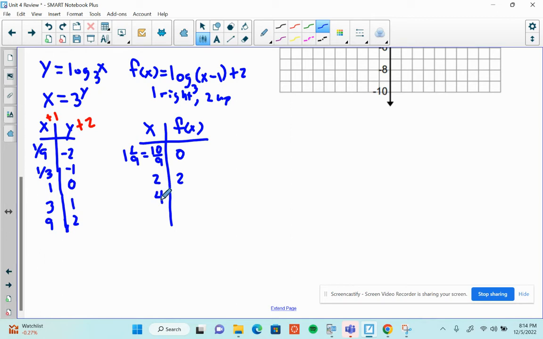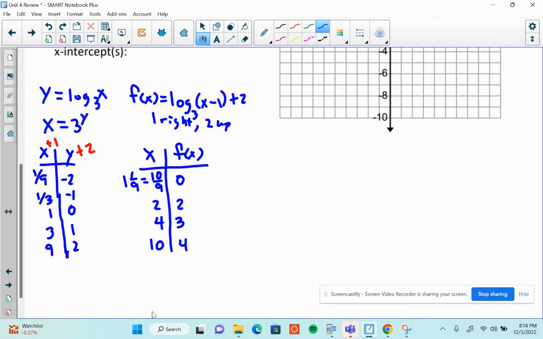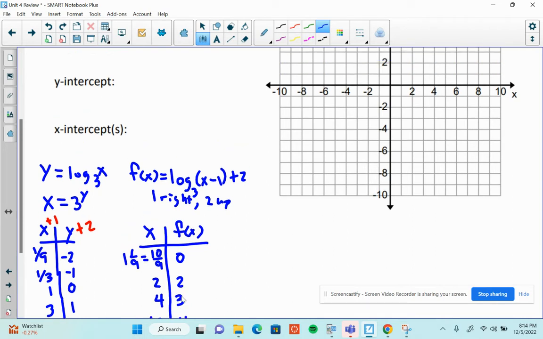3 plus 1 is 4. 1 plus 2 is 3. And remember, we're adding 2 to all the y's. 9 plus 1 is 10. 2 plus 2 is 4. So we've got 4 exact points. We were asked to do 3.